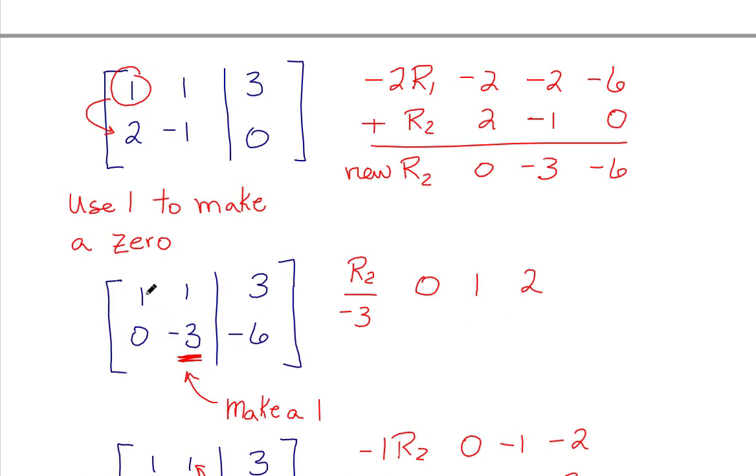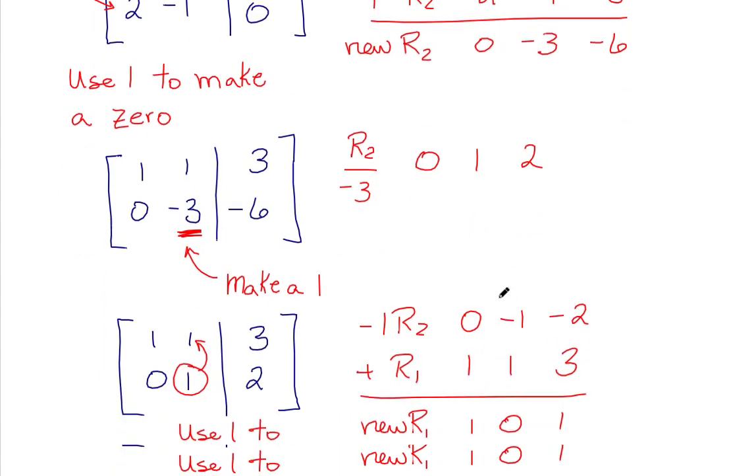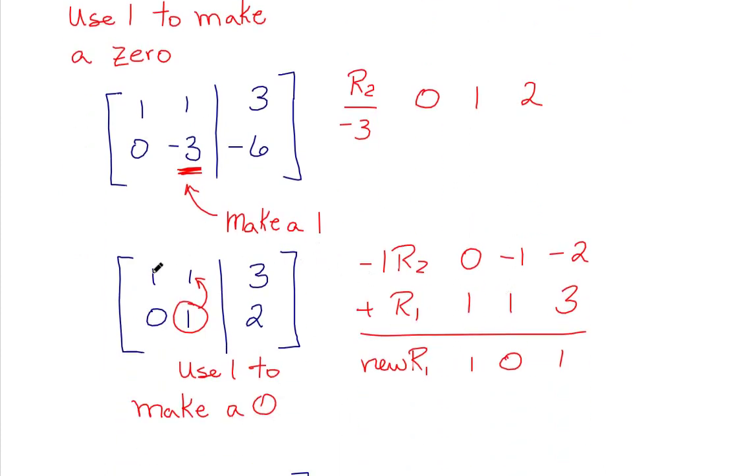So I do have a 1 and a 0. I now need a 1. Now we usually make ones by either multiplying or dividing. Okay, so I'm going to take row 2 here, and I'm going to divide it by -3. So that would be 0, 1, because -3 divided by -3 is 1. And then -6 divided by -3 is a 2. All right, so let's see where we're at. I've got a 1, I've got a 0, I have a 1.